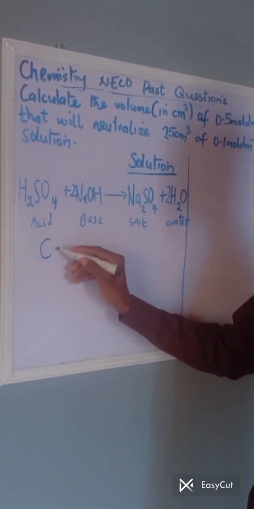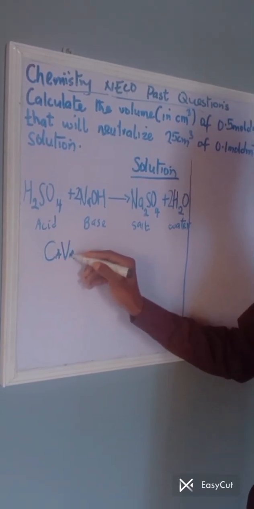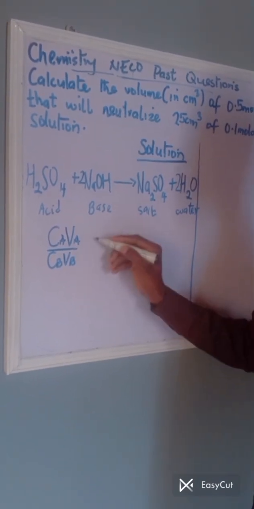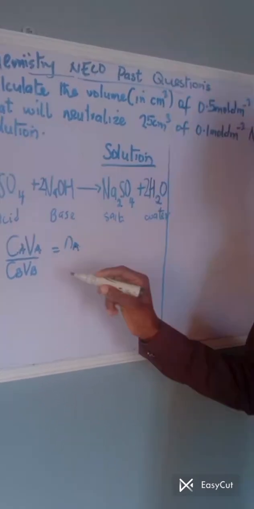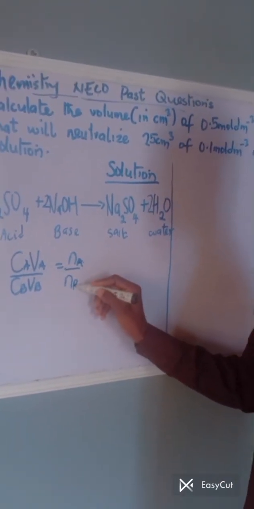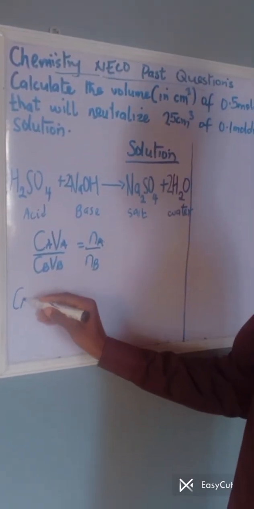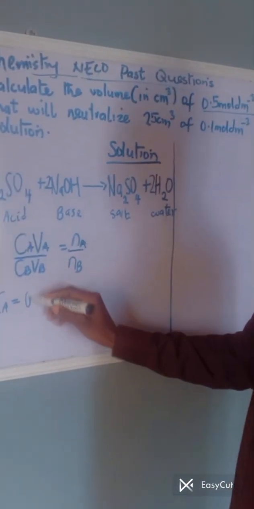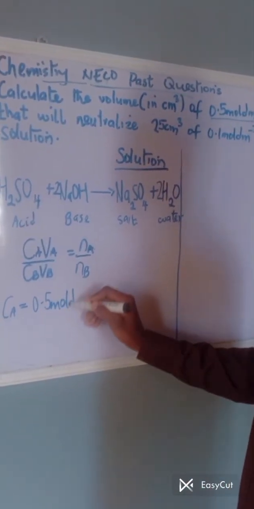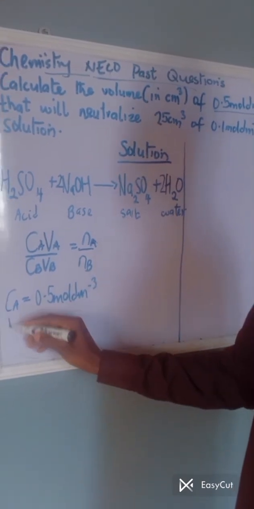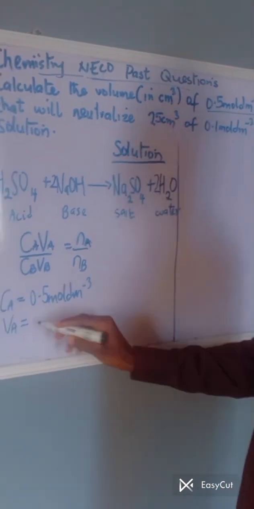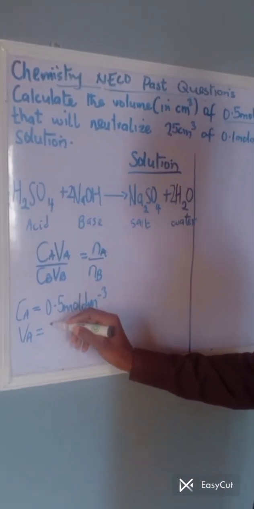Neutralization formula says CaVa over CbVb is equal to Na over Nb. Now our Ca is actually the concentration of acid in mole per dm³. This is our acid H2SO4 and the concentration here is 0.5 moles per dm³. Our Va is the volume of the acid, that's what we are looking for. So that's our unknown, let's call it V.